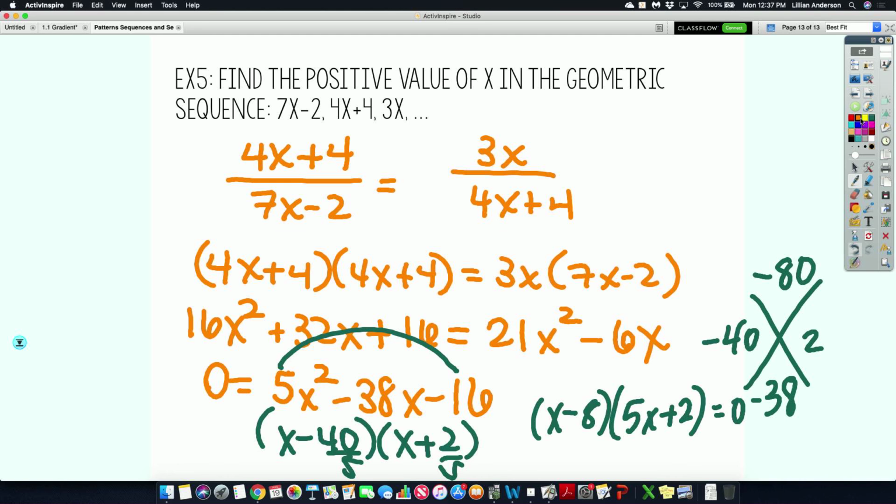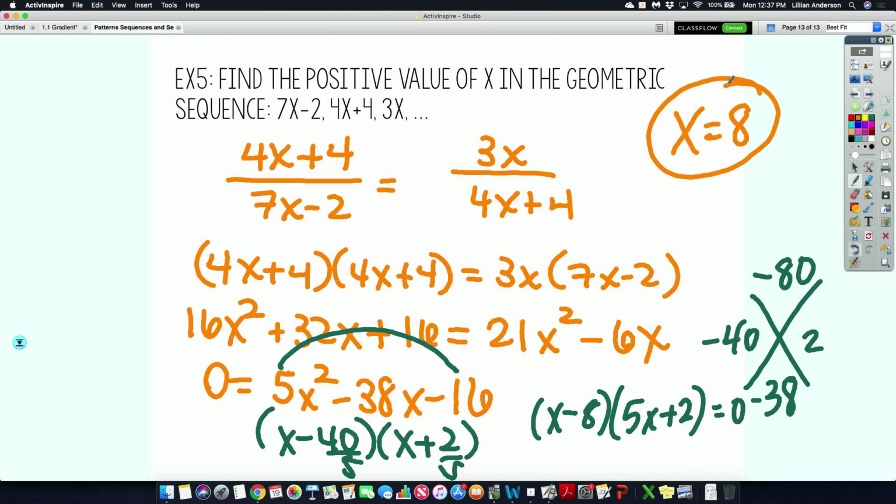Which one's the positive value? 8. So x equals 8. The other one is negative 2/5, so they ask for the positive value of x. And a good overview of geometric and arithmetic sequences. Okay? IB arithmetic and geometric sequences.